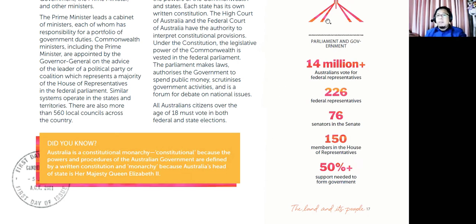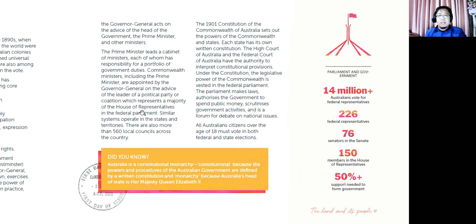Nah, Parliament and Government, di sini 14 million plus Australians vote for federal representatives, kemudian 226 federal representatives, 76 senators in the Senate, 150 members in the House of Representatives, and 50% plus support needed to form government. Okay, so that is the fact of information about the government of Australia.